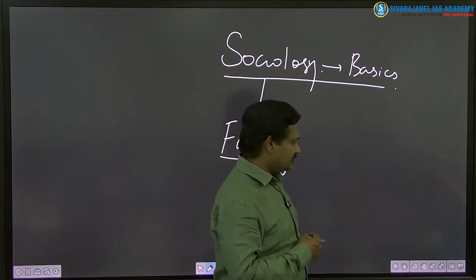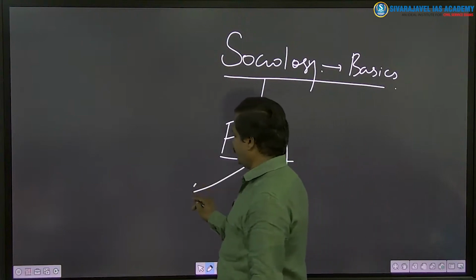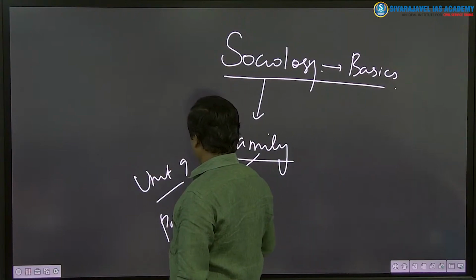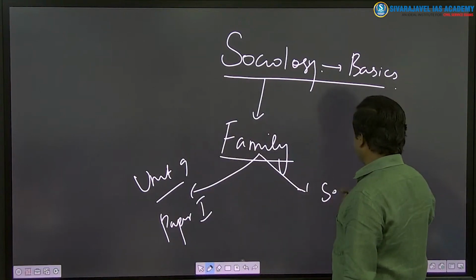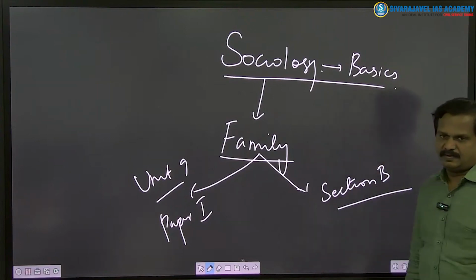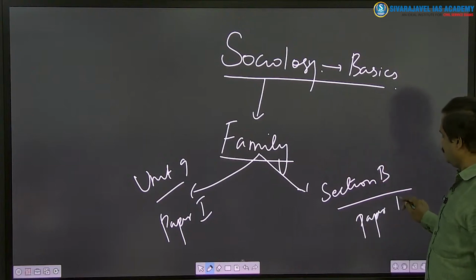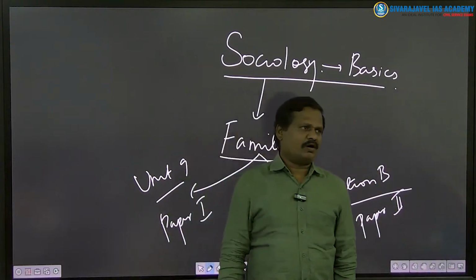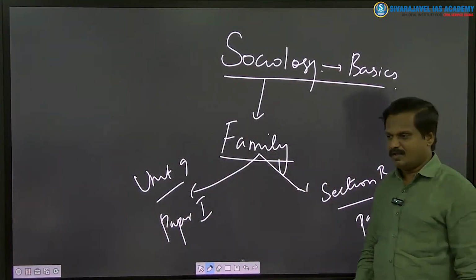If you look at the syllabus of sociology, family comes in the 9th unit of paper 1. And in paper 2, it comes in section B. So we all know what a family is, because we all have a family.